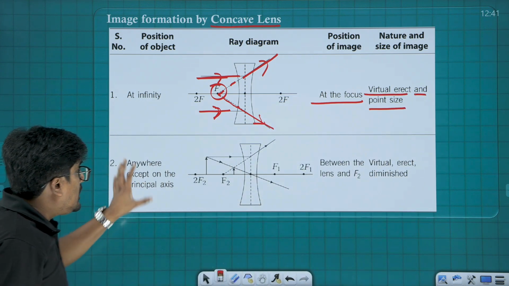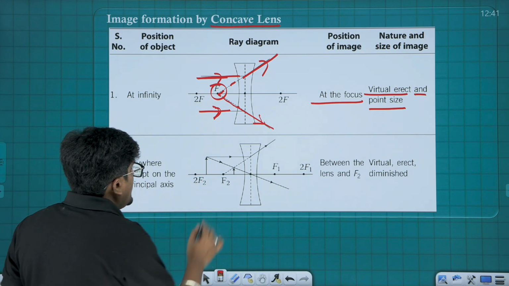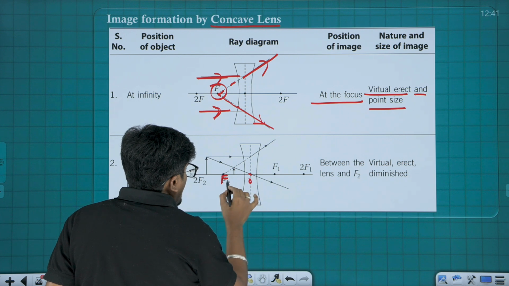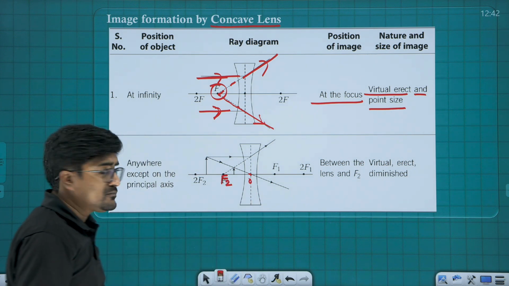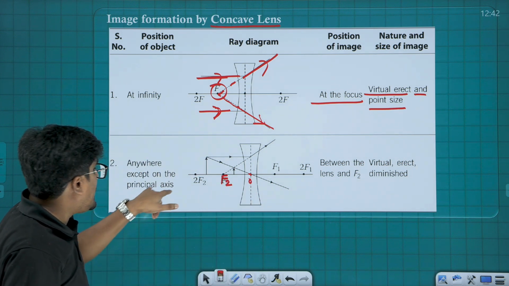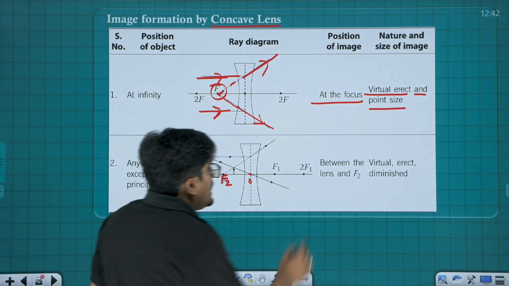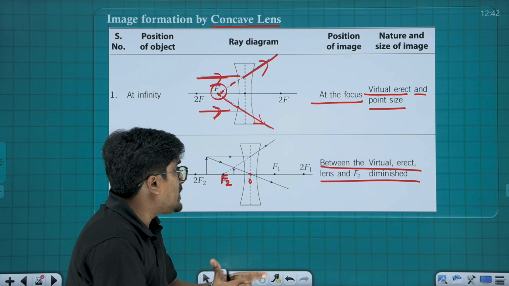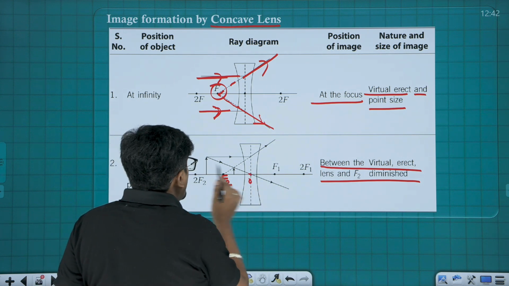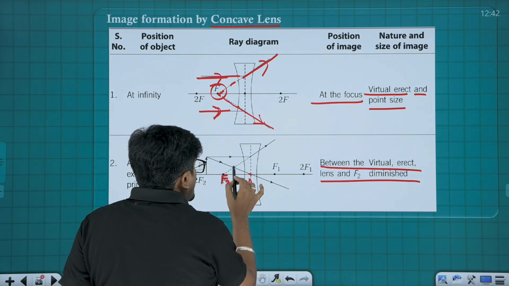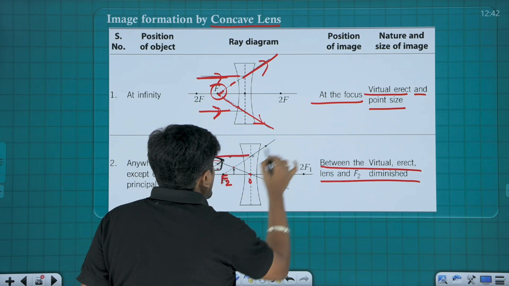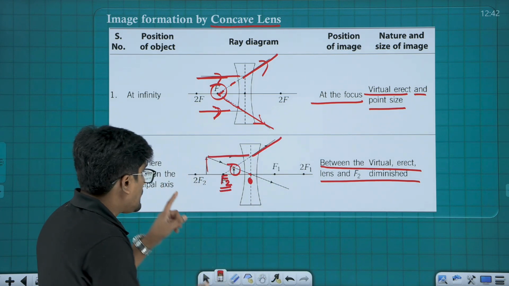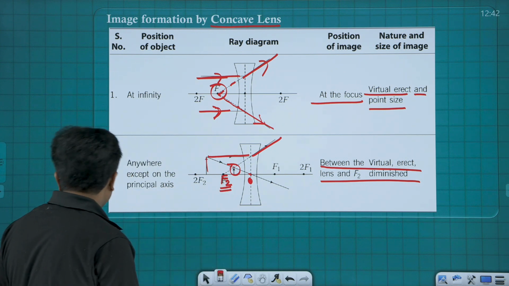Okay, and if it is between, say, optical center and f2, that means anywhere except on the principal axis. Other than this, it's between, it's going to be virtual, and the image is going to be between where? See, here the object was, and the image is going to be between optical center as well as f2. So it's moving in the forward direction.